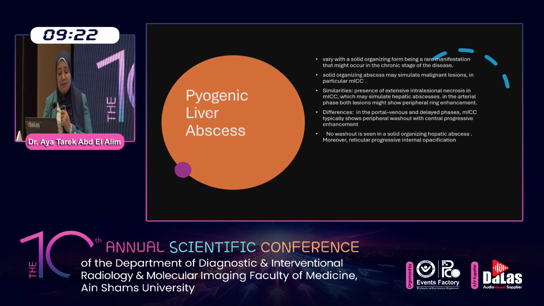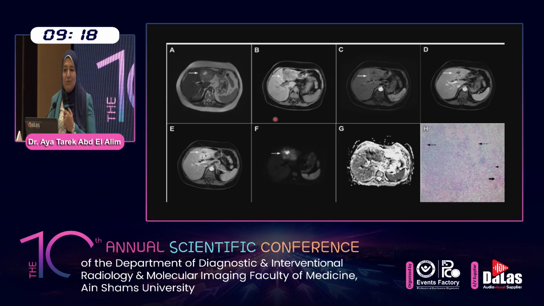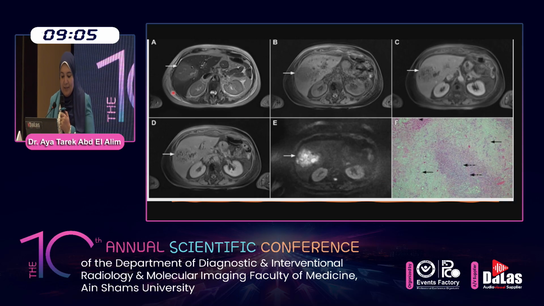The pyogenic liver abscess, I think we can also differentiate, but sometimes the abscess is not mature, like this developing abscess. But the clue here is that we can see some central necrosis that coalesces together with diffusion restriction. And as we see here, the diffusion restriction and central necrosis.